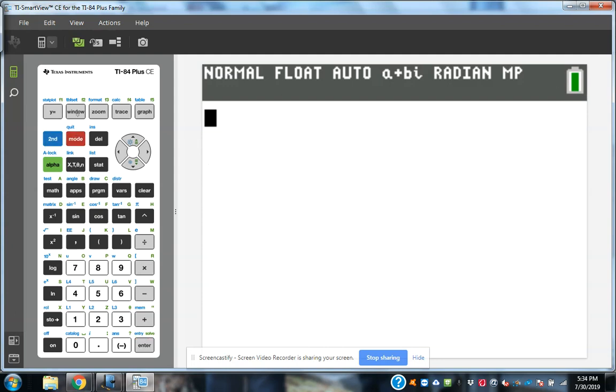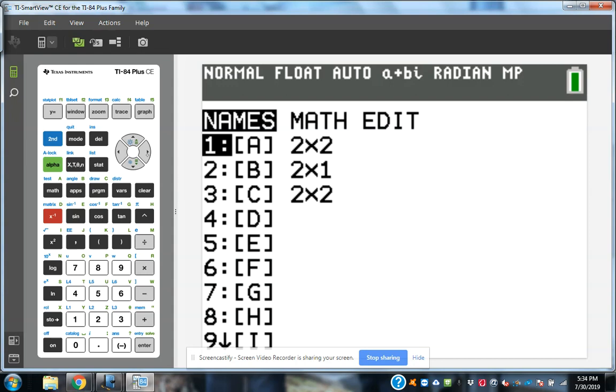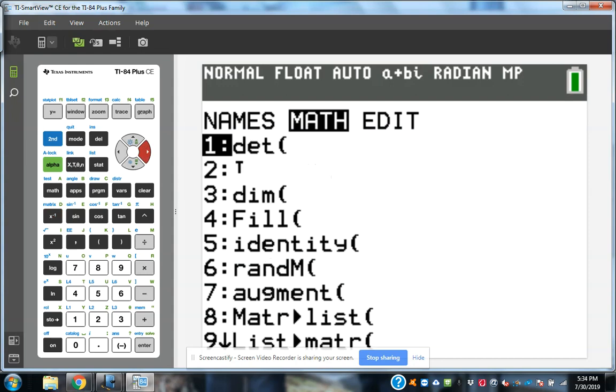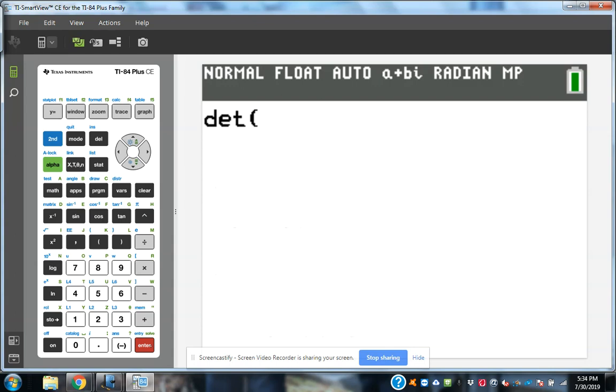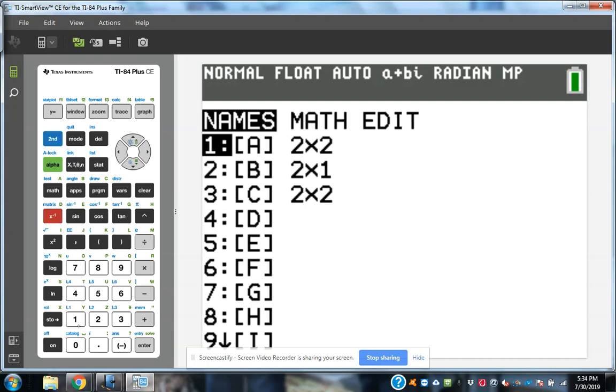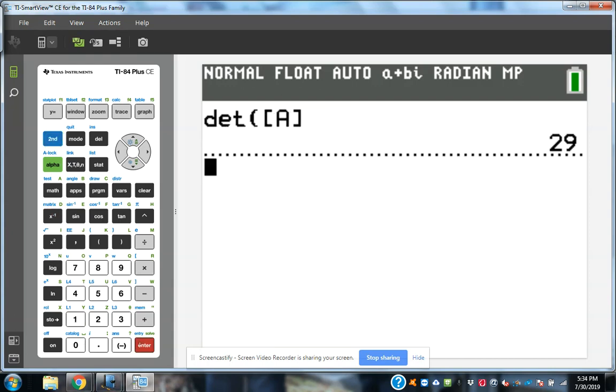Second, quit to go back to the regular calculator screen. And this is where I've got to do the math with it. So I'm going to go second, matrix, go over to math, and it's the very first option, DET for determinant. Hit enter, and then it says, okay, well, what do you want to do that to? So I just have to pick which matrix I put in. I put in matrix A. So second, matrix, the first one, hit enter, and there's that 29 that I found by doing it by hand.